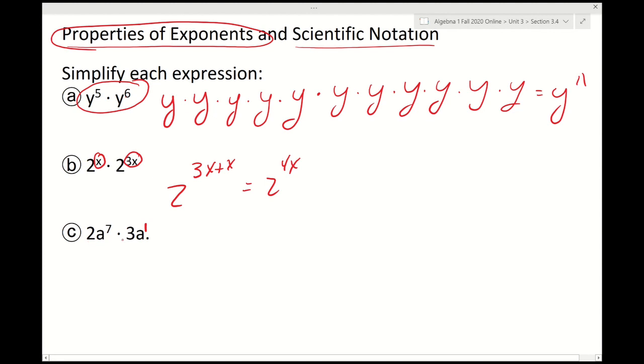If we have coefficients in front, these are also multiplied together. So 2 times 3 is 6. We have 7 a's multiplied together, and we have one more a multiplied together that gives us a to the 8th.